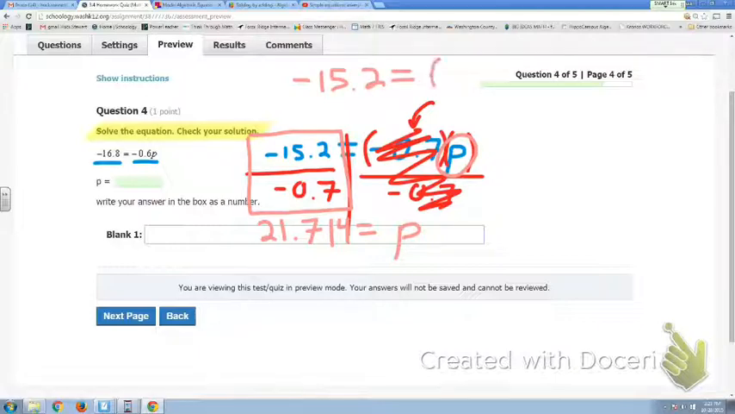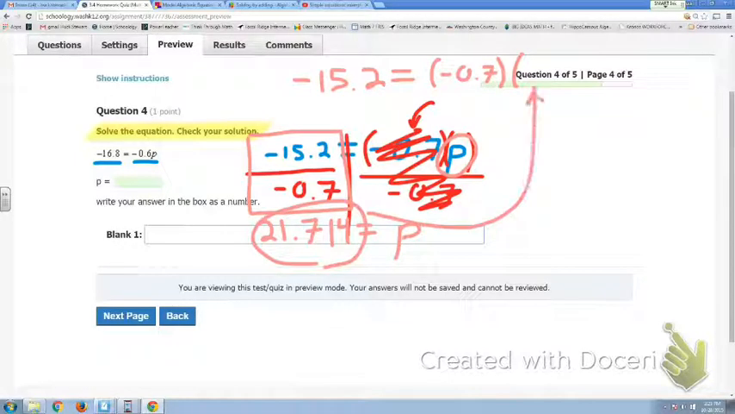take my original equation and substitute this solution back in for where the variable used to be. It used to say P. Now I'm going to put 21 and 714 1,000ths. Sorry, that doesn't look like a 21 there. I'm going to change that so it looks very much like a 21.